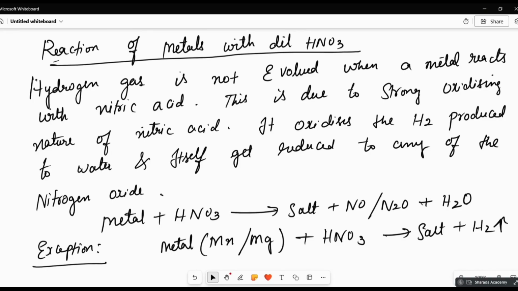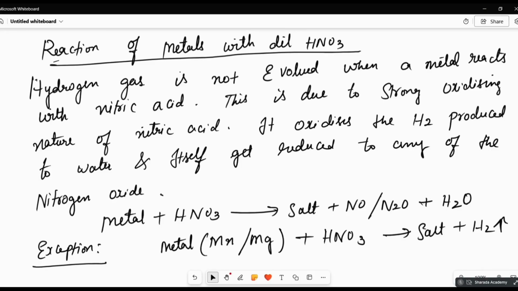Why? Because it is an oxidizing agent, that is, HNO3 reduces to either NO or N2O. That means one oxygen in the HNO3 is given to the hydrogen, or oxygen in the HNO3 combines with the hydrogen and it forms water. So we will get salt plus water plus either nitrogen monoxide or nitrogen dioxide, like that we will get NO or N2O.